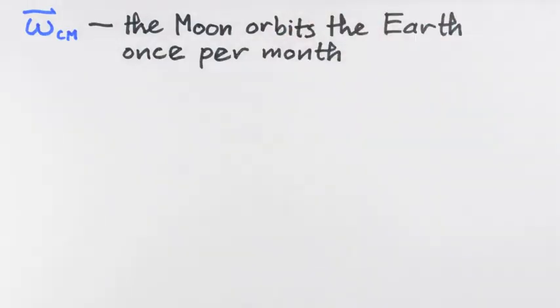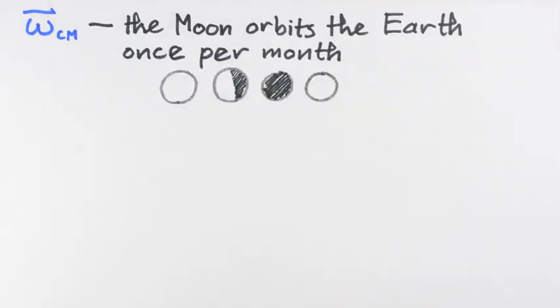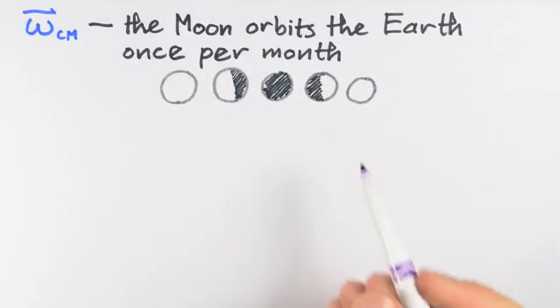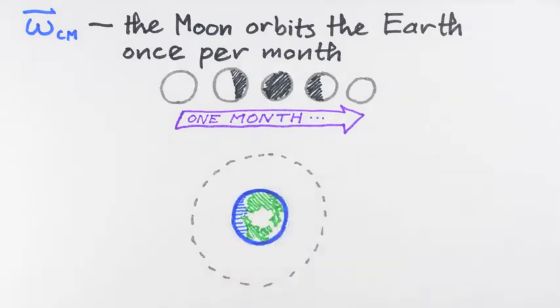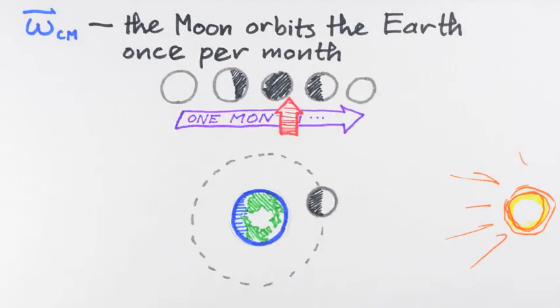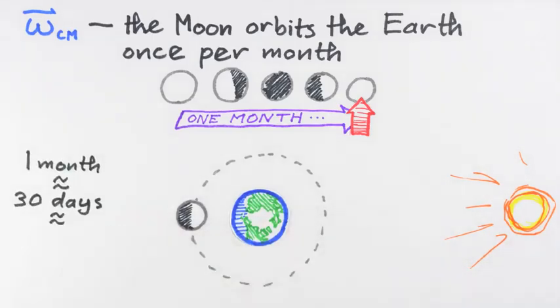We know the period of the Moon's orbit is 1 month because the phases of the Moon's cycle from full to new and back to full again in 1 month. This means the Moon is orbiting the Earth as shown, with the sunward side illuminated and the other side dark. Let's say that a month is just 30 days long and express that time in seconds.